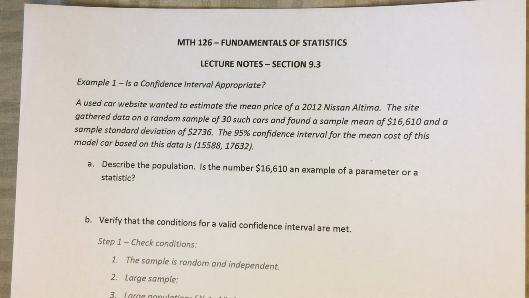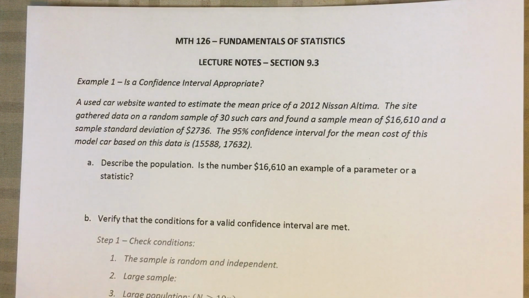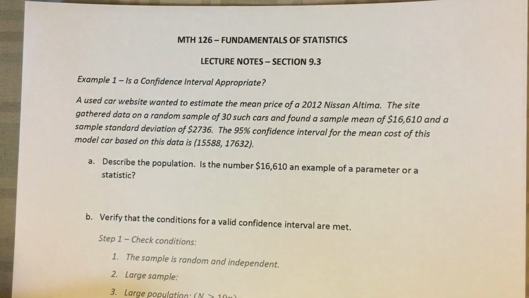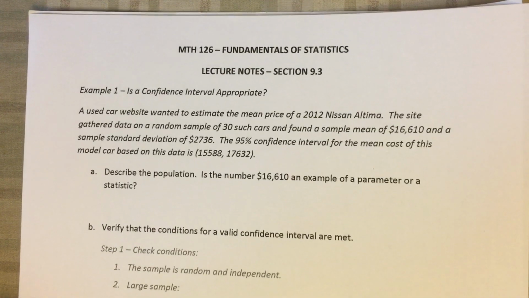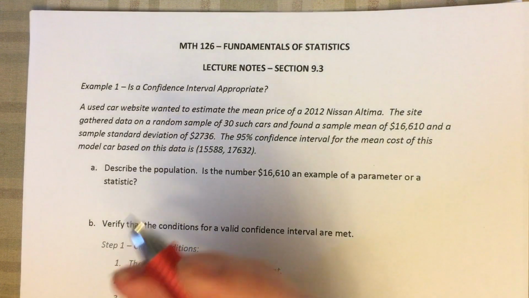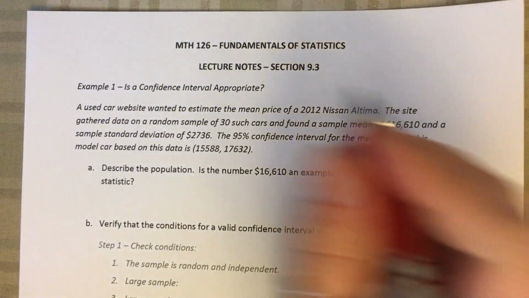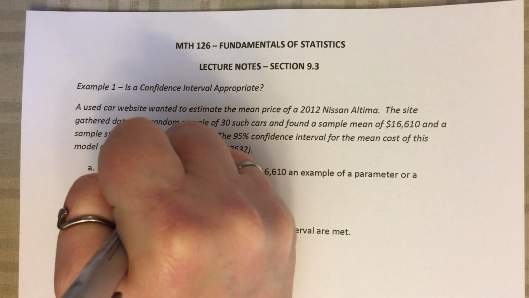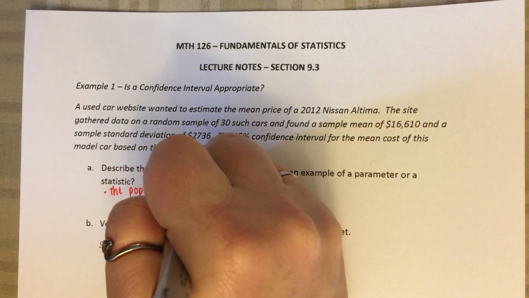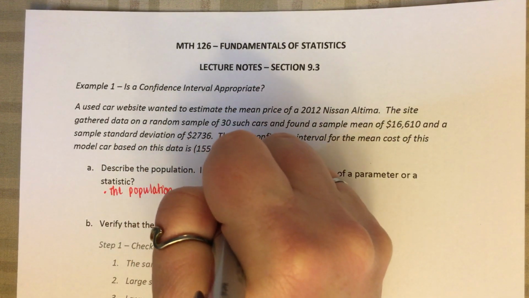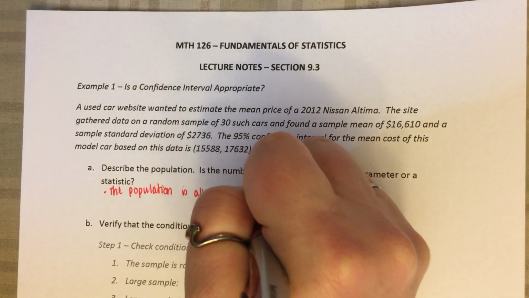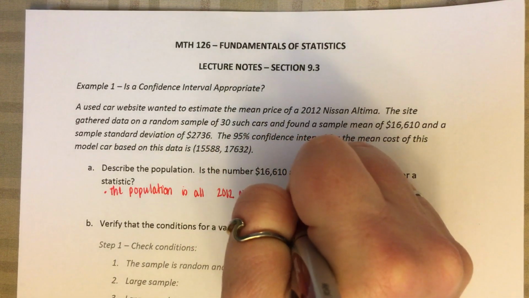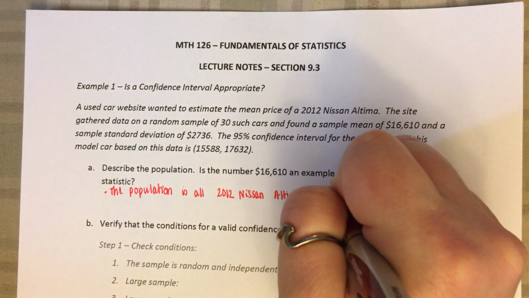Describe the population. Is the number 16,610 an example of a parameter or a statistic? Thinking about this, we're asked a couple of different things here. The first thing we're asked is to describe the population. Our population, remember, is going to include the word all. So we're going to say the population is all 2012 Nissan Altimas that are for sale.